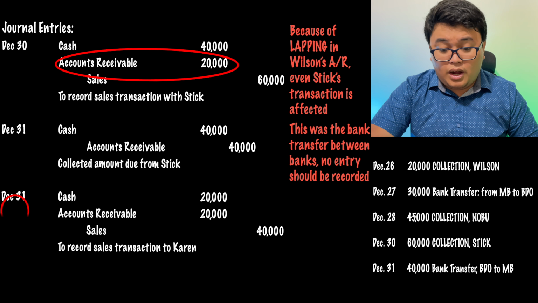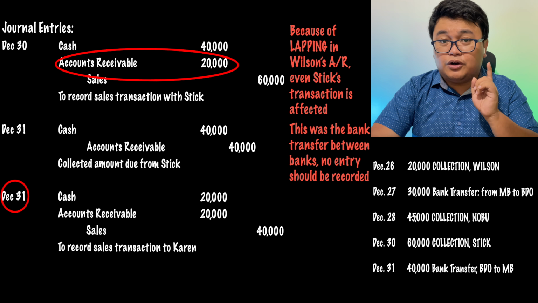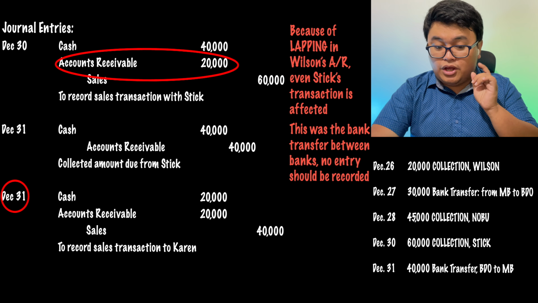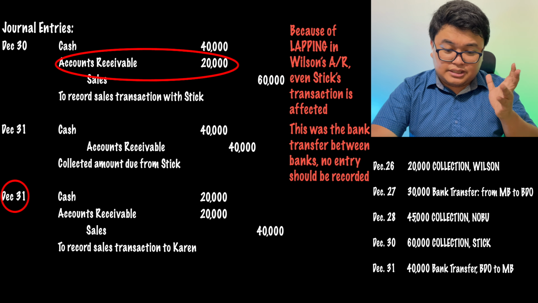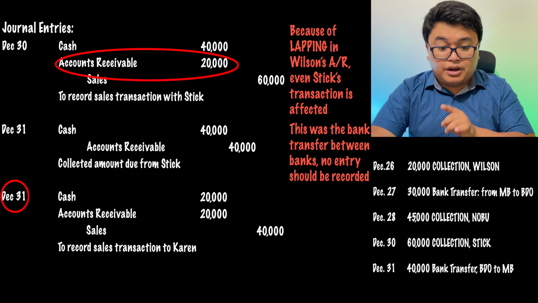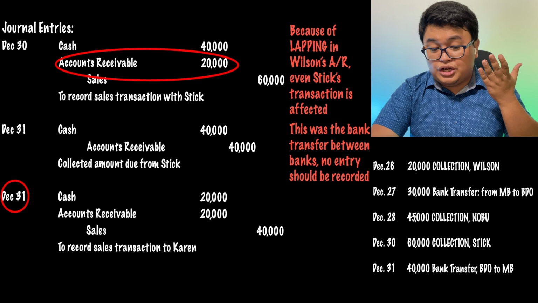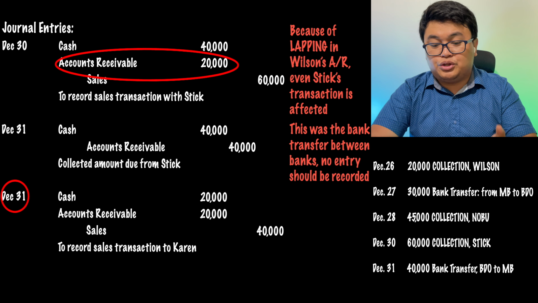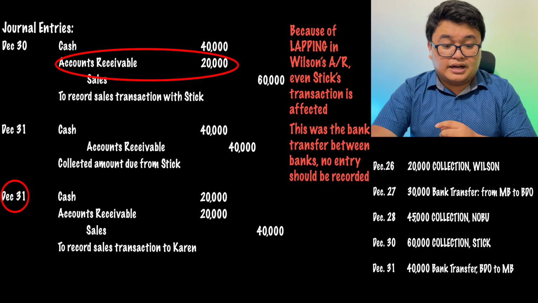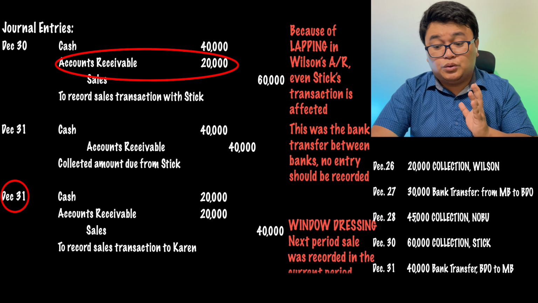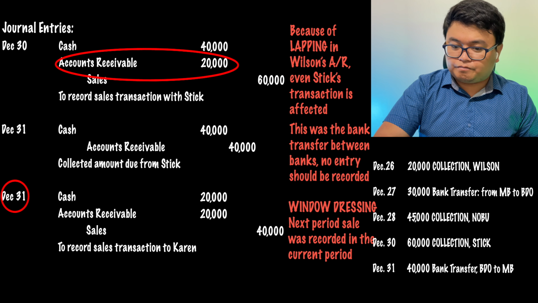Lastly, on December 31, oh, take a look at this. We recorded a sales transaction to Karen even though we already discussed a while ago that the sales belonging to Karen should not be recorded in this year. The collection or the cash sales transaction for Karen should be recorded on January 2. Therefore, it's as if we are not closing our books. We are letting sales transactions be recorded even though they're for the next period. This is a possibility wherein there can be what we call window dressing because a next period sale was recorded in the current period.